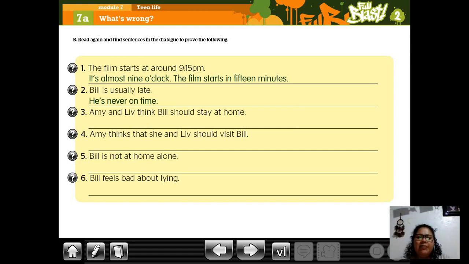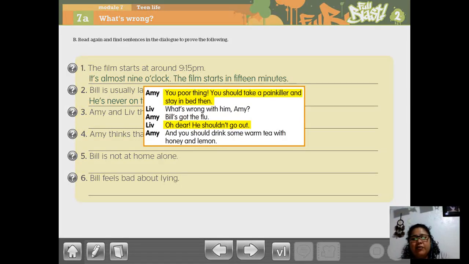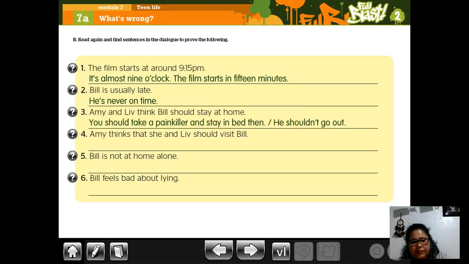Number 3. Amy and Liv think Bill should stay at home. Yes. Primero dijeron pues que se quede en casa porque está enfermo, but then they find out he was lying. You poor thing, you should take painkillers and stay in bed then. Oh dear, he shouldn't go out. So stay home, stay in bed, don't go out, right? Eso le dijeron hasta que descubrieron que mentía.